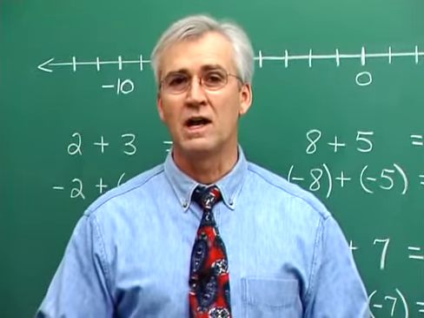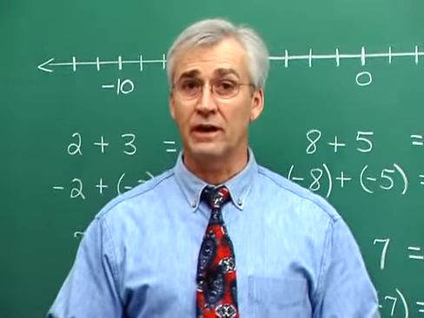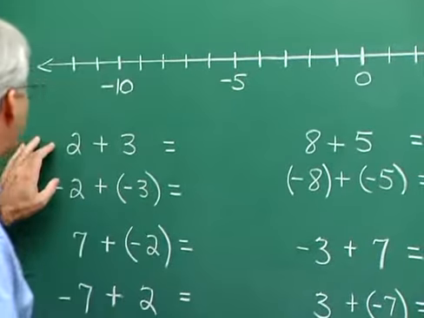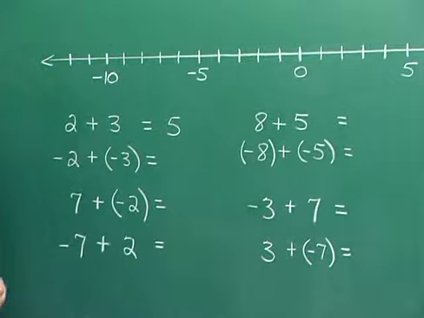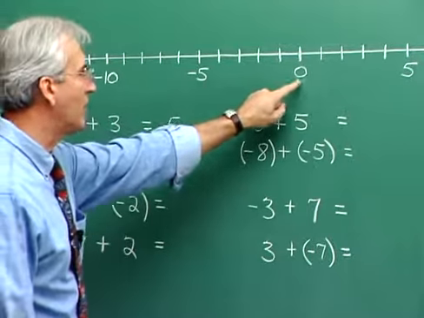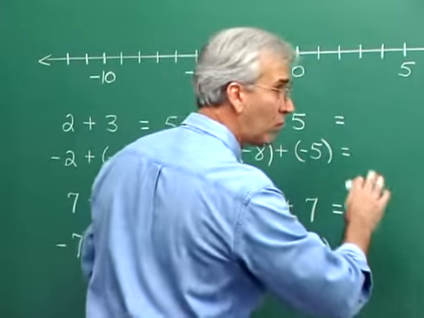We can use a number line to help us understand the addition of integers. Consider this problem: 2 plus 3. Well, we know that 2 and 3 is 5. But on the number line, it would look like this. We would start at 0 on the number line, and adding 2 and 3 would work like this.